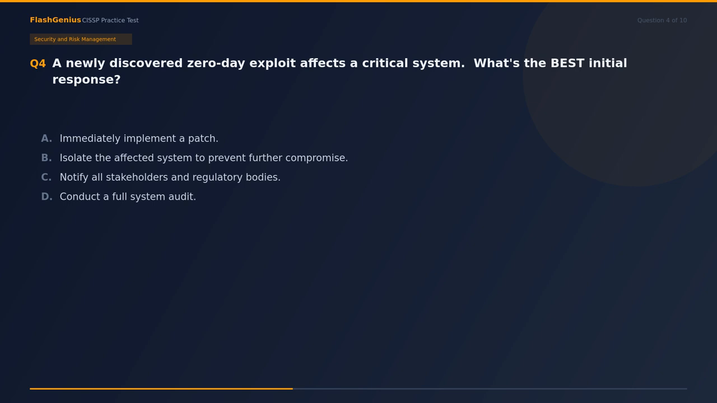Option A, immediately implement a patch. Option B, isolate the affected system to prevent further compromise. Option C, notify all stakeholders and regulatory bodies. Option D, conduct a full system audit. Take a moment to think about your answer. The correct answer is B, isolate the affected system to prevent further compromise.